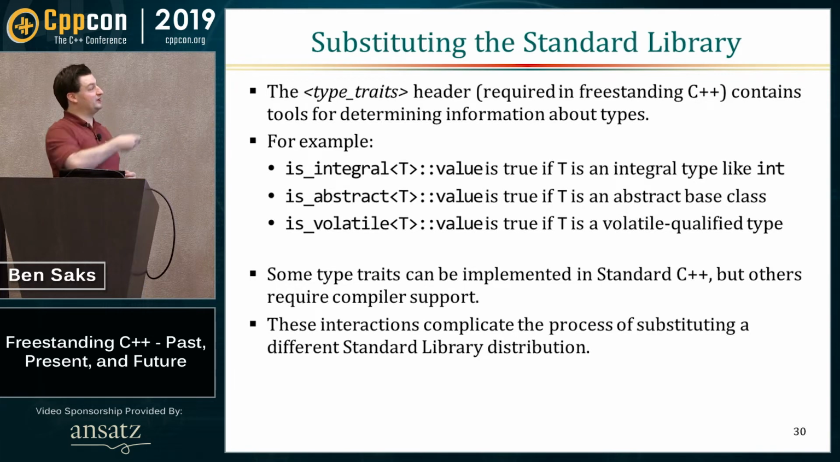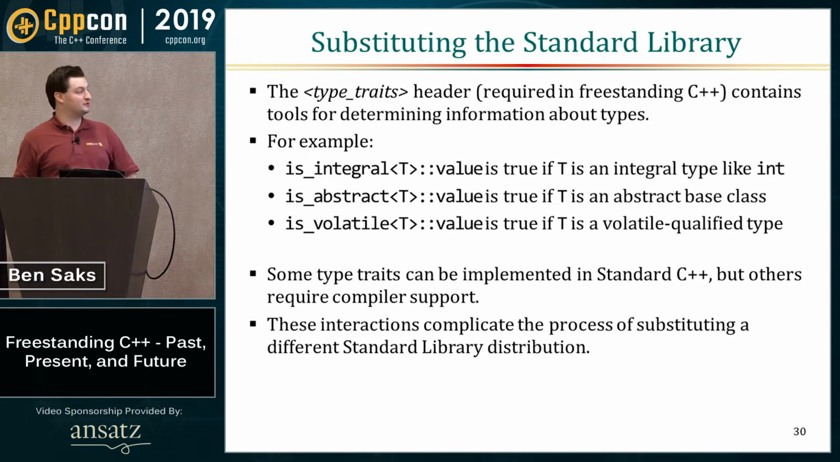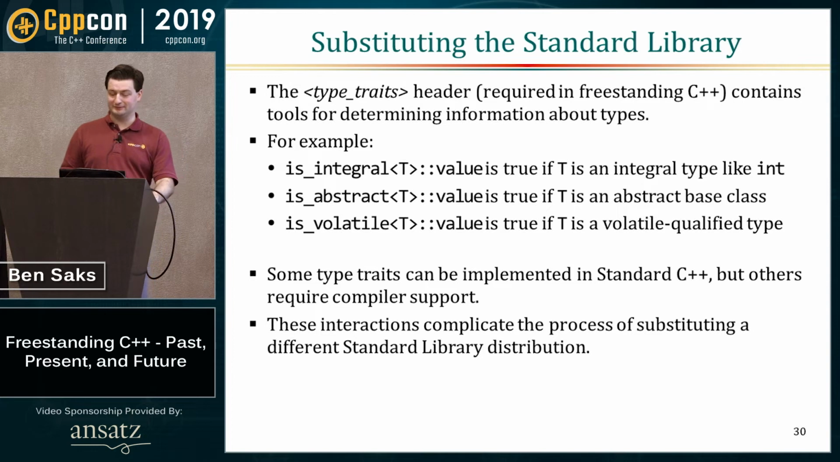So you can use these type traits like is_integral of T. You can put in whatever type you want in place of T there. is_integral of T::value will be true if T is an integral type like int or unsigned or something like that, and false if it's a floating point type like double, or if it's a class type that doesn't have a numeric meaning, things like that. is_abstract lets you ask whether something is an abstract base class. is_volatile lets you ask whether a type includes the volatile qualifier. And there are a whole bunch of these different type traits defined in that type_traits header.